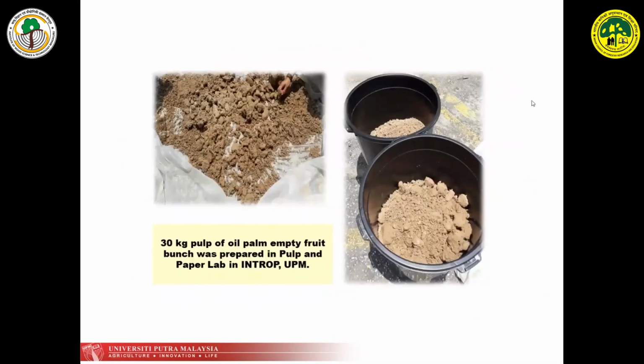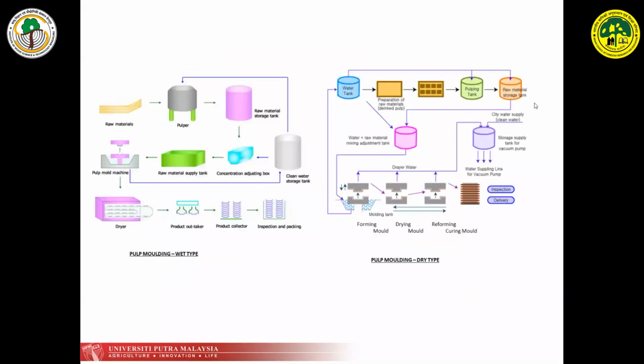So there are different types of pulp molding. You can use the wet type or the dry type, which is the mechanical process. And this is the pulp molding with the wet type. We used the wet type in Malaysia, and we used the dry type in the case of the UK.